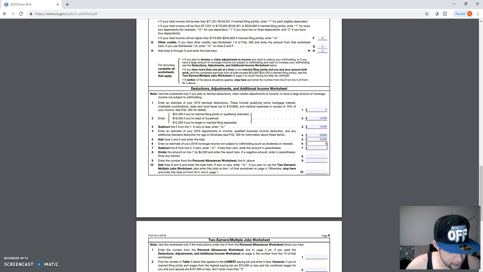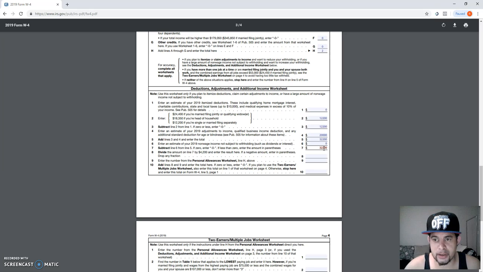Alright, number 7, it says subtract line 6 from line 5. If 0, enter 0. So basically here I just put 32,200, right? And now line 8, you got to divide the amount on line 7 by 4,200 and enter the results here.